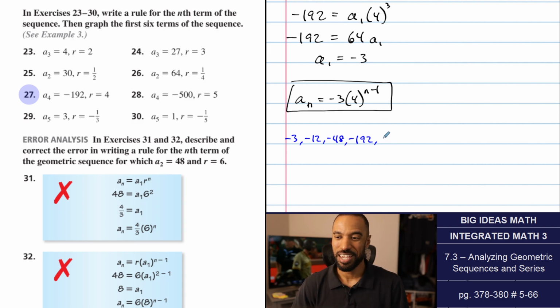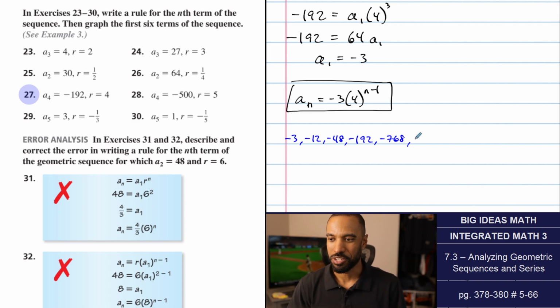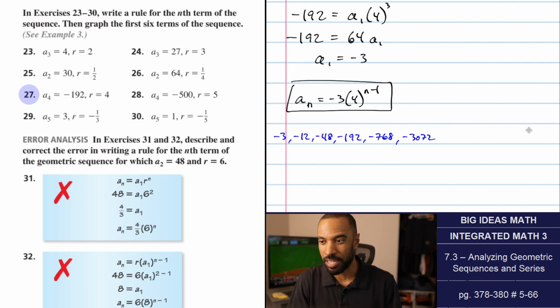Negative 768. And screw it, I'm going to the calculator. 768 times 4. Negative 3072. All right, there are the 6 terms. We got to get to negative 3072. We are going negative, period.